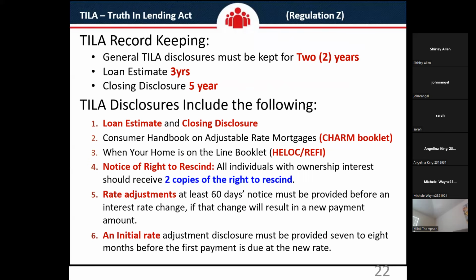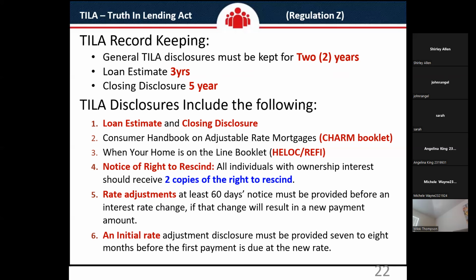TILA record keeping. This is tricky for the students, so I try to make sure you guys get it. There are other TILA documents that have nothing to do with the mortgage industry. We don't care about them. They are general TILA disclosures. So those disclosures must be kept for 2 years. These are general TILA disclosures that have nothing to do with the mortgage industry.